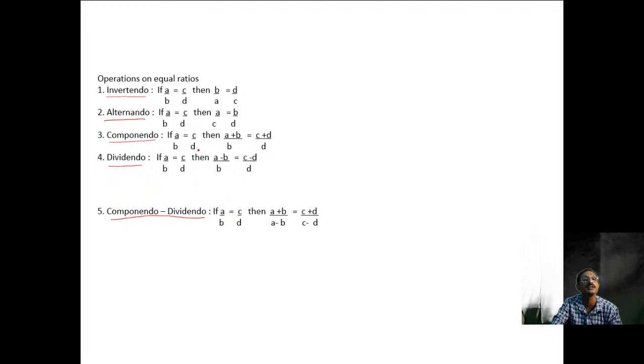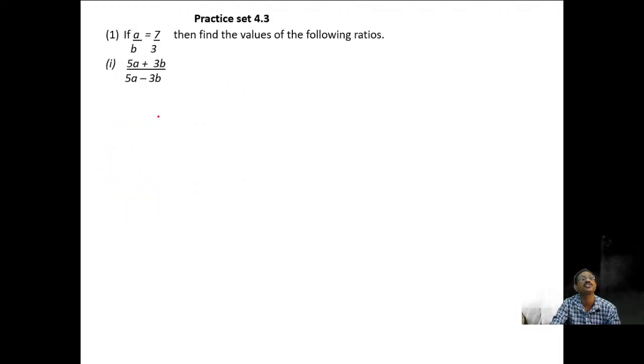If A upon B is equal to C upon D, then A plus B upon B is equal to C plus D upon D. Dividendo. If A upon B is equal to C upon D, then A minus B upon B is equal to C minus D upon D. And componendo and dividendo gives me, if A upon B is equal to C upon D, then A plus B upon A minus B is equal to C plus D upon C minus D. When we know these operations, let us take a few examples.